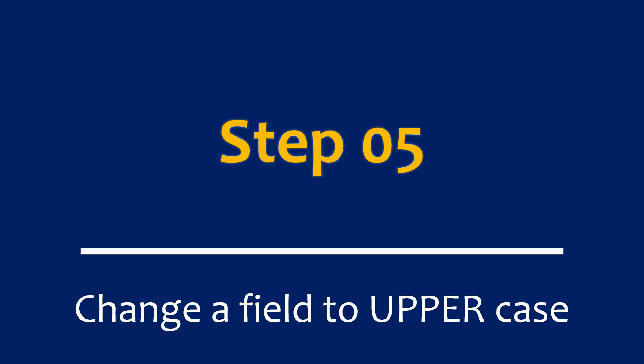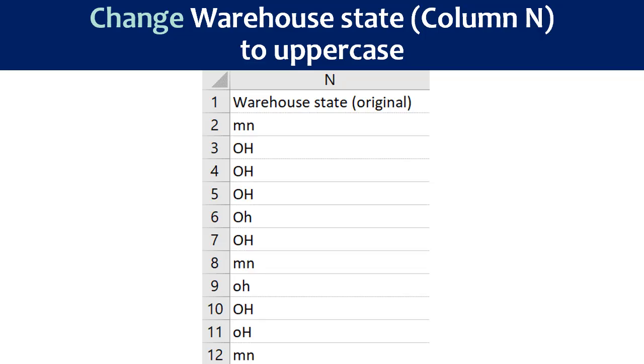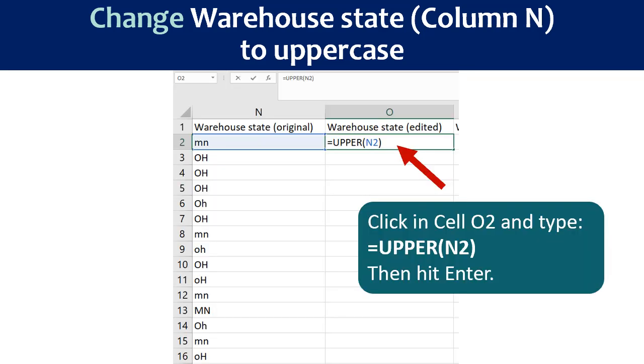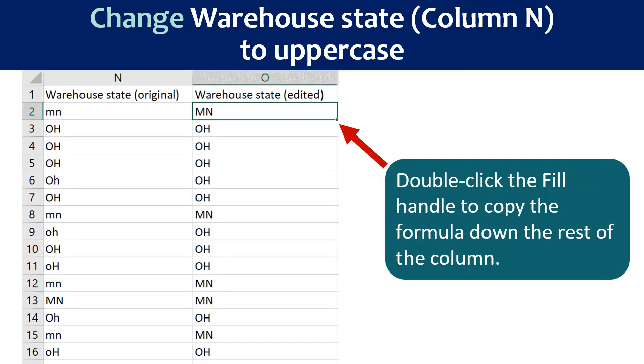In this step, we will be changing a field to uppercase. Column N contains the warehouse states in many different capitalization conditions. We will use a function to change them all to uppercase. Click in cell O2 and type equals, upper, left parenthesis, N2, right parenthesis. Then hit Enter. Double-click the fill handle to copy the formula down the rest of the column.